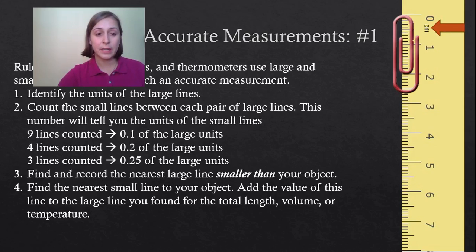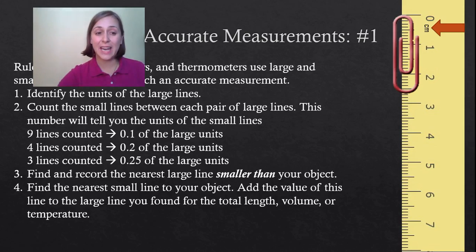First, identify the units of the large lines. On the ruler here on this slide, we see cm, which stands for centimeters. So we know that each of those large lines, starting from the 0, are 1, 2, 3, 4 centimeters.